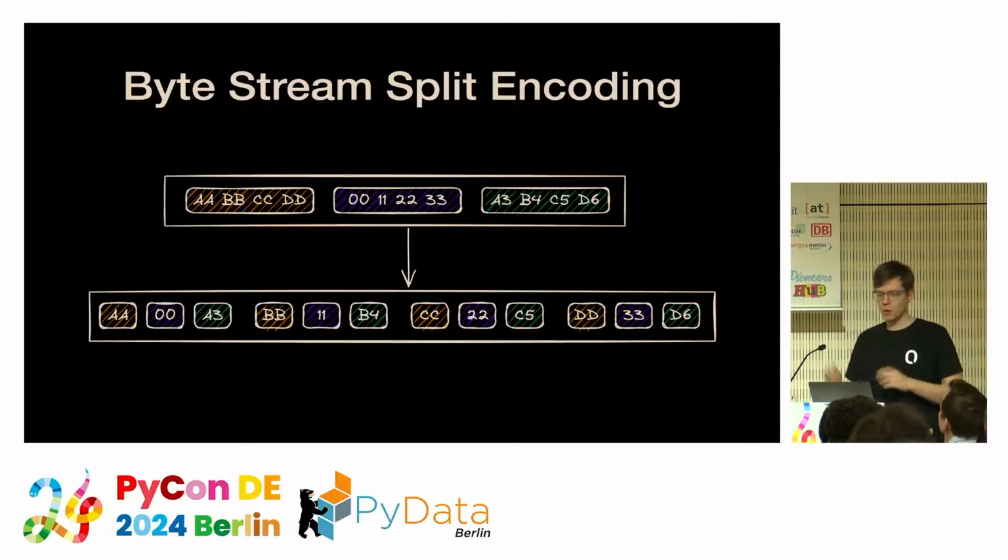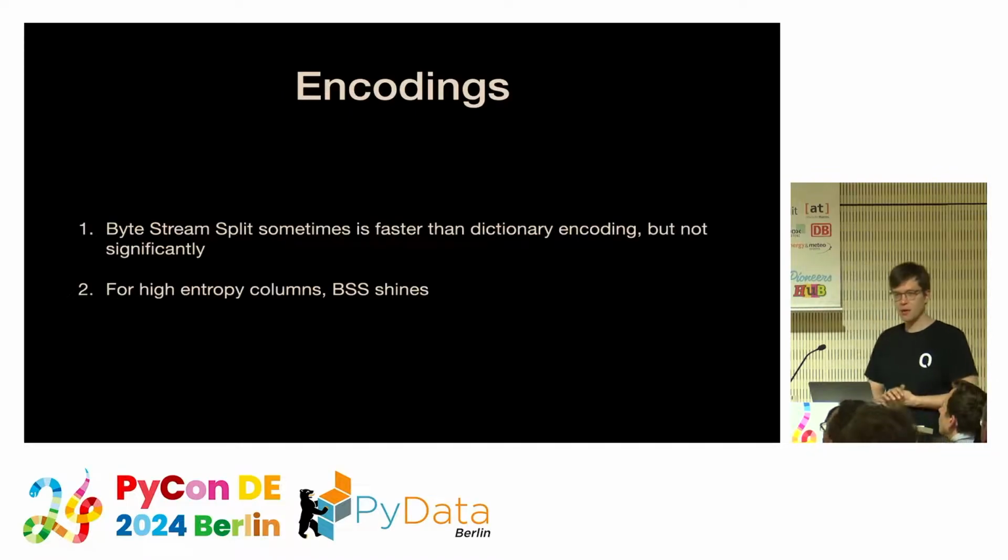Once you quite quickly come to a point where there's a bit of repetition in your data, then dictionary encoding is actually faster, because it's much simpler for the compression algorithm afterwards. So byte stream split encoding may be faster on its own than dictionary encoding, but the compression afterwards takes longer.